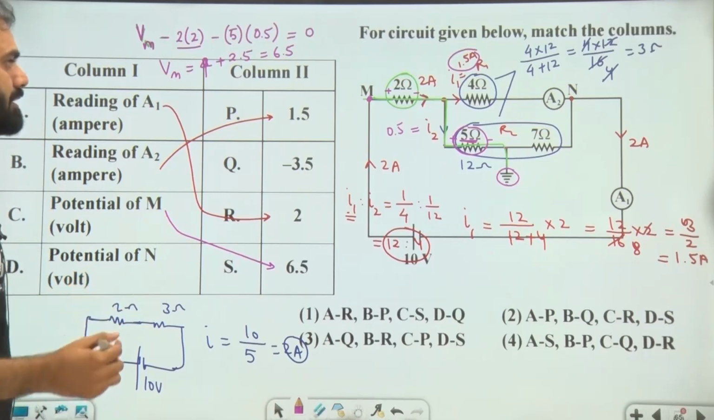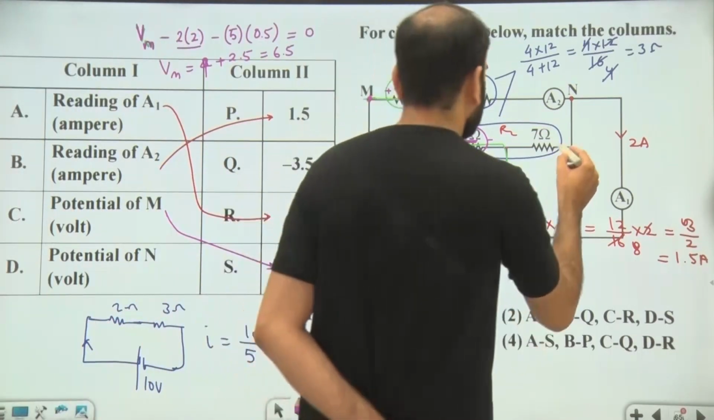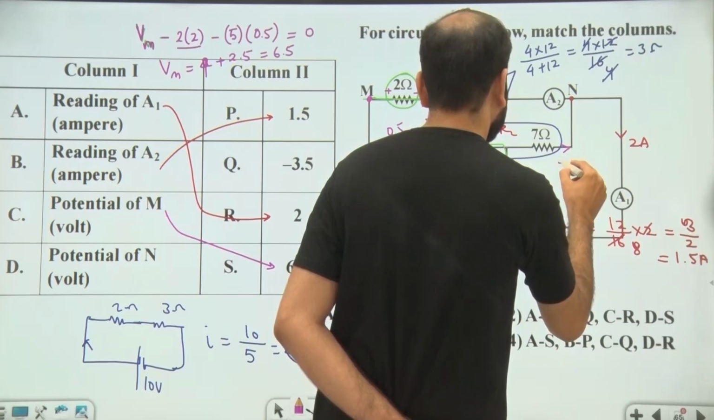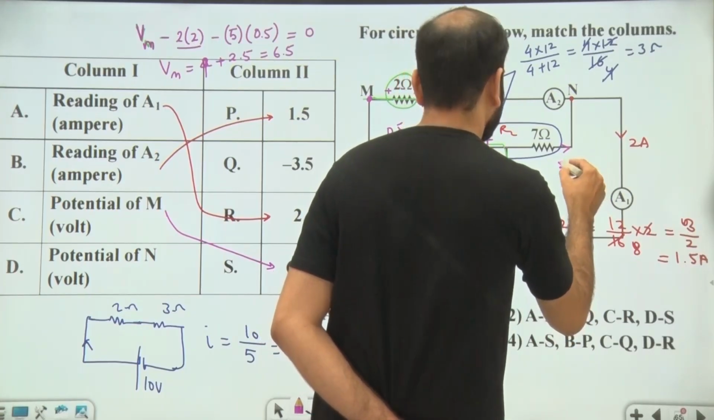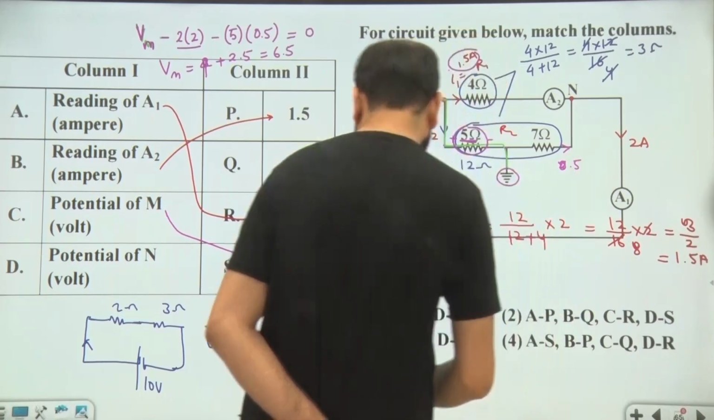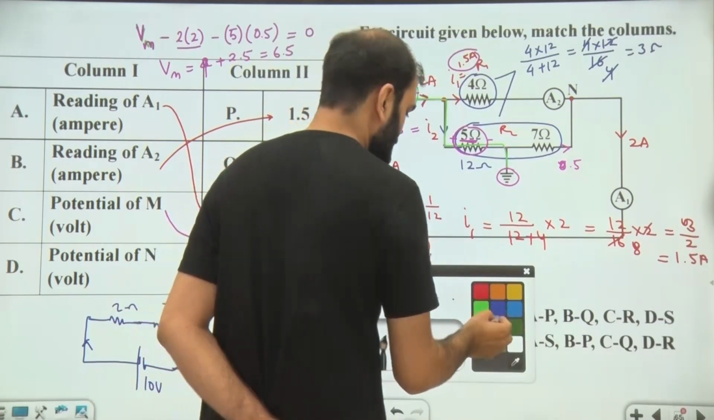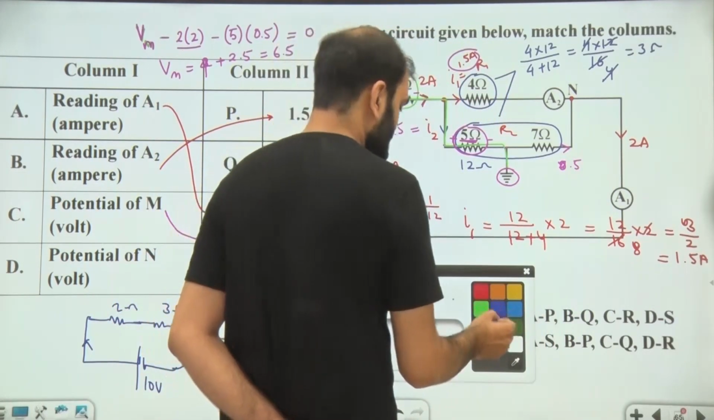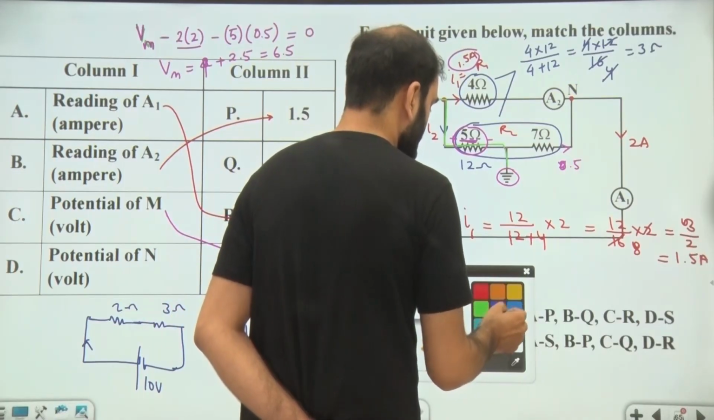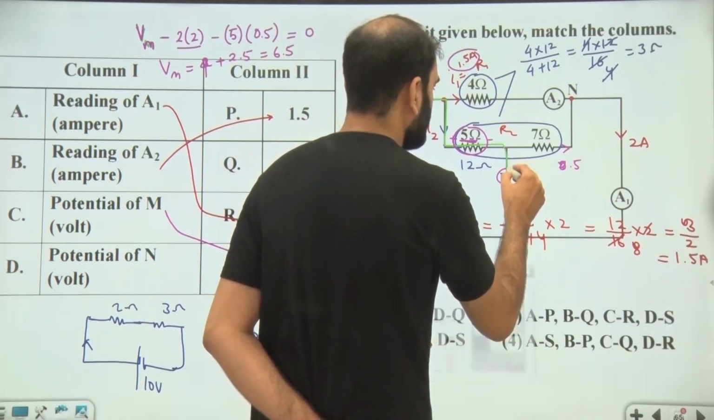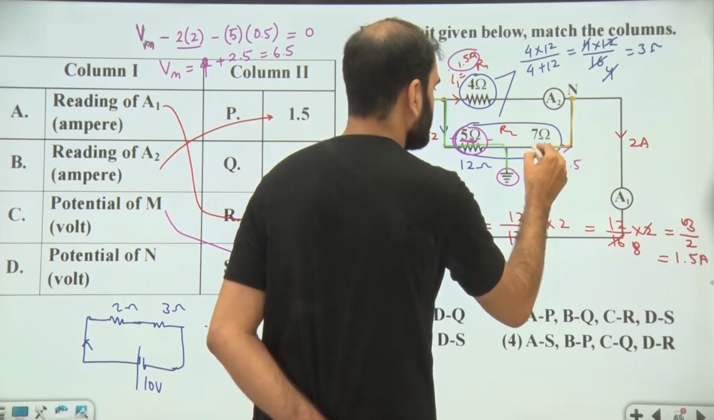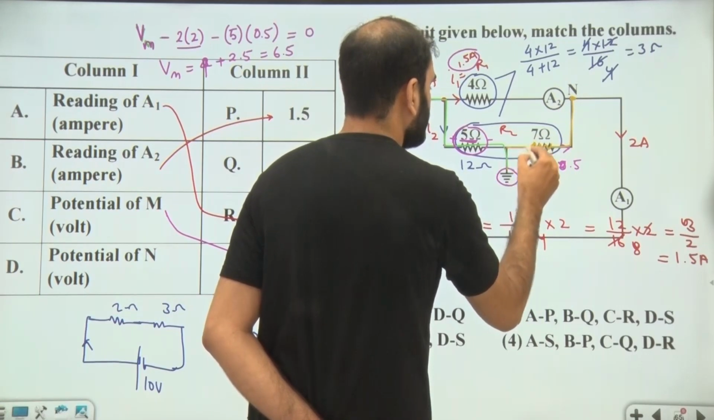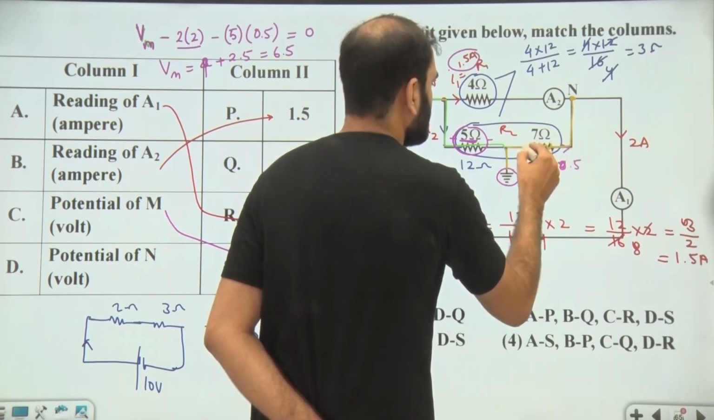Okay, potential at N. So here is the N. Current I2 is flowing in this branch. So this is the current I2, 0.5 ampere. So for calculation of potential at N, you can choose this path. This is the point M, and this is the path you can take. This is the resistance which you have. Now current is flowing like that.